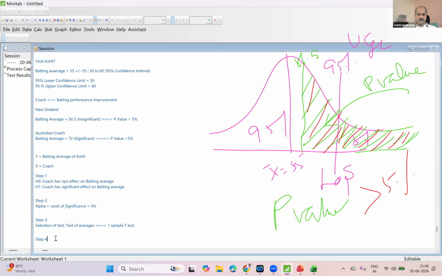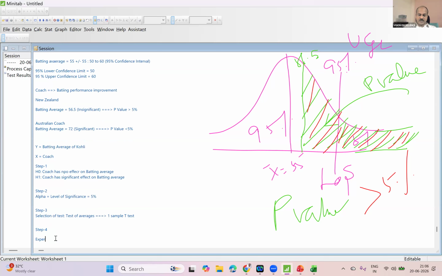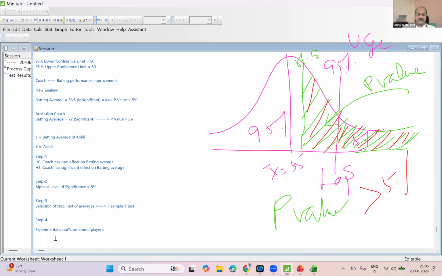Step 4, the experimental data. In this case, the tournament played is the experimental data. And then the statistic is the batting average after the coach is appointed, isn't it? That is the tournament average, I would say.